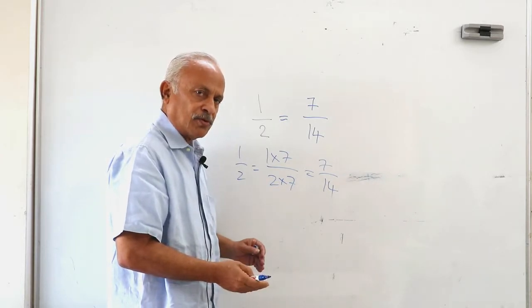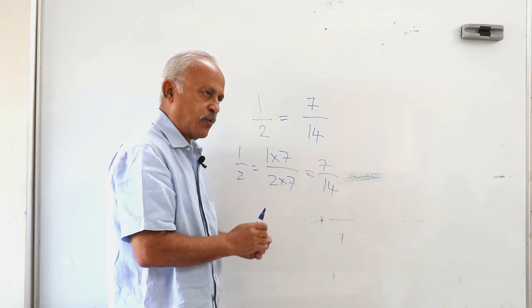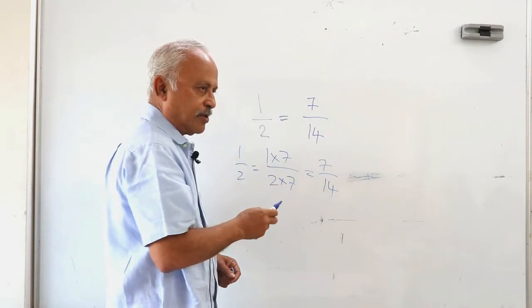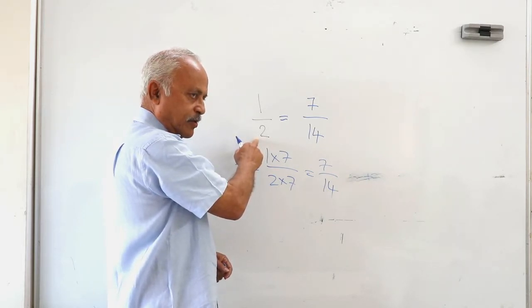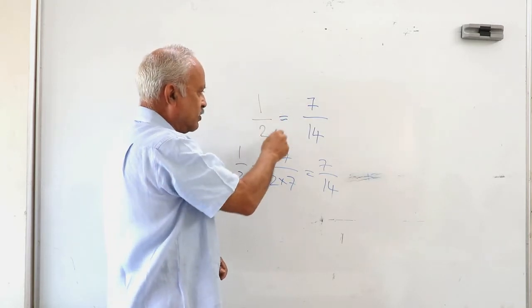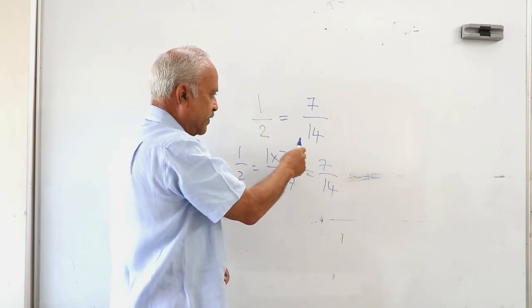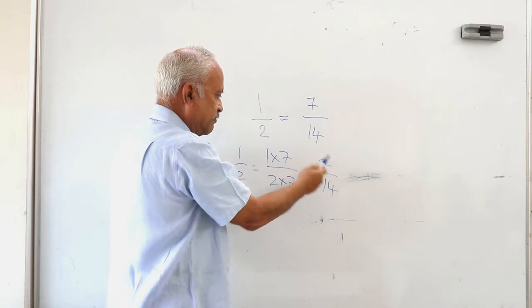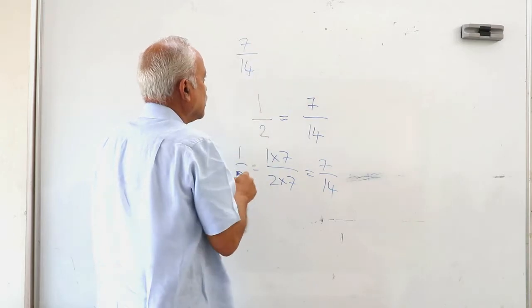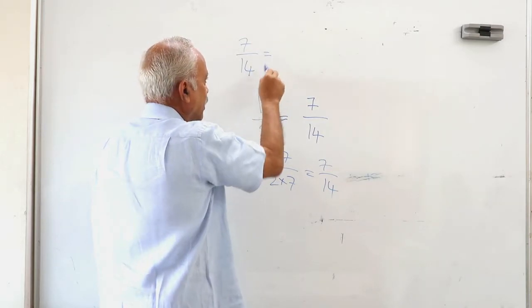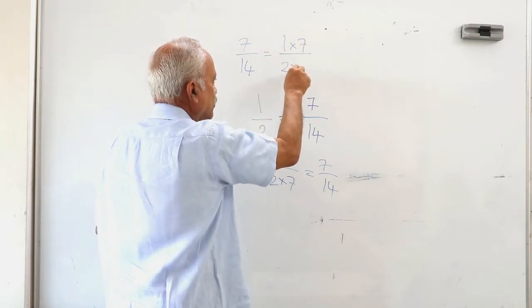Now I am going to ask the problem in a different way. I am going to give you a fraction now, and you have to reduce it to the lowest equivalent fraction. 1 by 2 is the lowest equivalent fraction, and to go from 7 by 14 to 1 by 2, I can write that as 1 into 7 divided by 2 into 7.